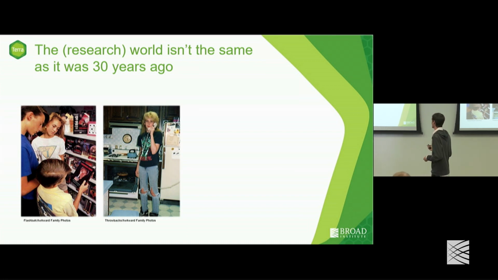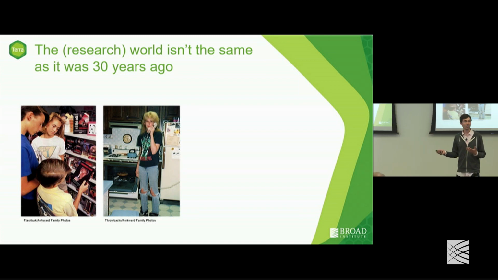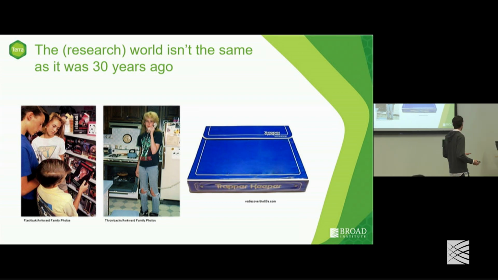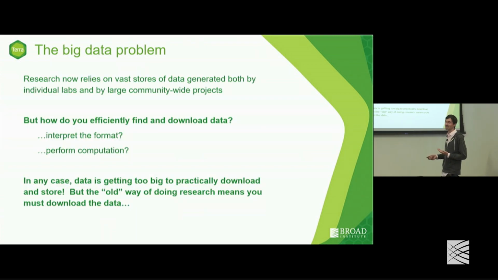And all the data that a researcher might need was probably collected in their notebook. I don't know if it was a Trapper Keeper, maybe some of the more stylish grad students used Trapper Keepers in the lab in the 80s, but certainly everything you needed was written down and stored there, and that's really not realistic or feasible anymore. There's a big data problem.